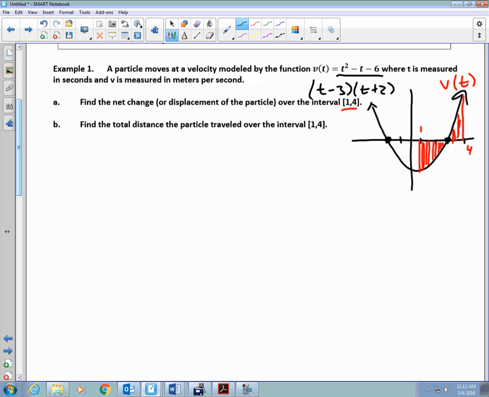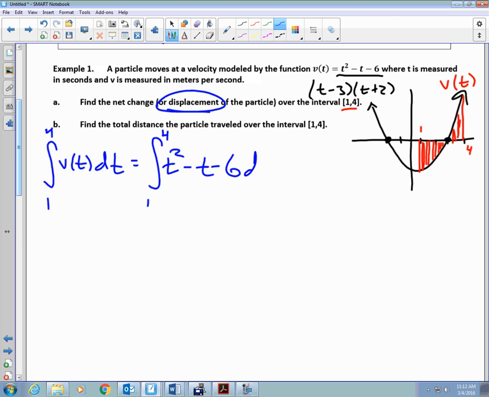So the way we figure out our displacement, very important, is we simply set up the integral from 1 to 4 of the velocity function. That's all we do. That's the integral from 1 to 4 of t squared minus t minus 6 dt. And the antiderivative of t squared is t to the third over 3. That's t squared over 2 minus 6t. We're going to evaluate that at 4 and at 1.